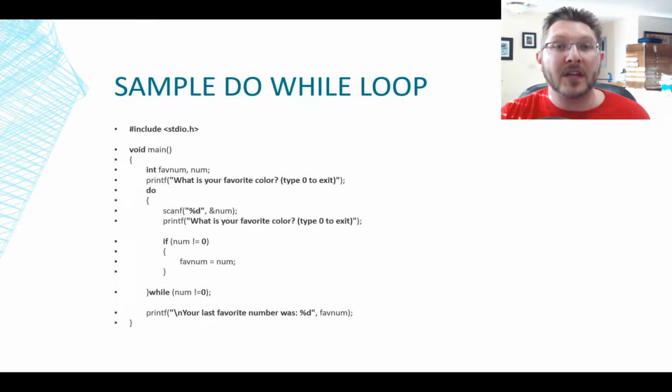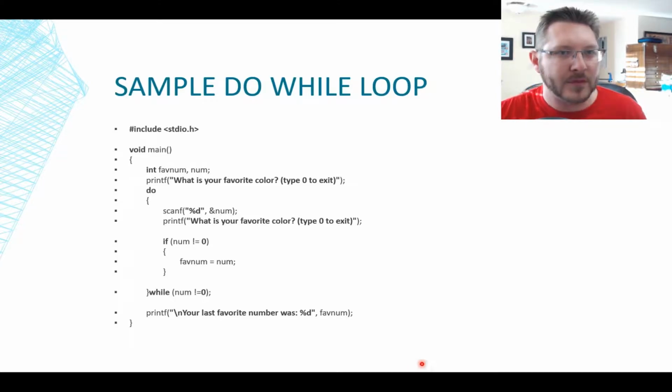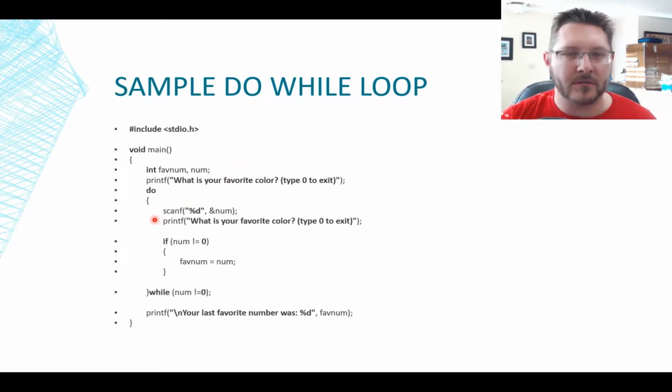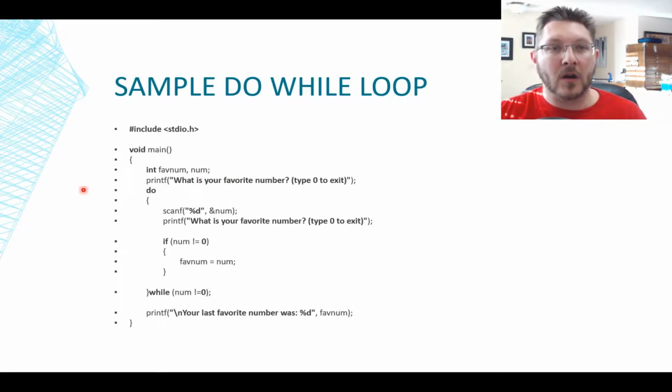We're going to be looking at the do while loop. Do while loops, as they can be shortened and called do loops, basically do an evaluation. So first things first, we declare some numbers. What is your favorite color? Or I think I said color. That should be favorite number. So in order to do this, we're going to ask, what is your favorite number? And we're also going to give the stipulation of type 0 to exit. That's going to be important.